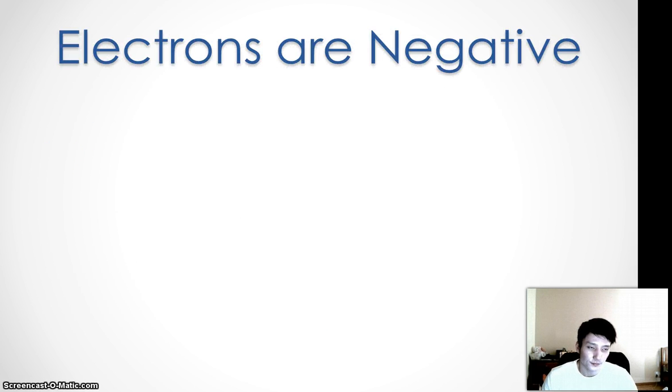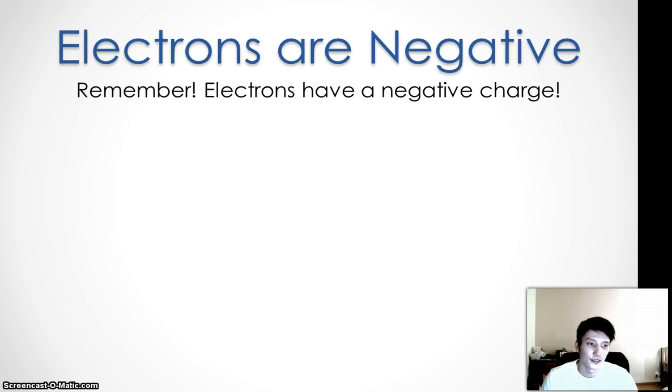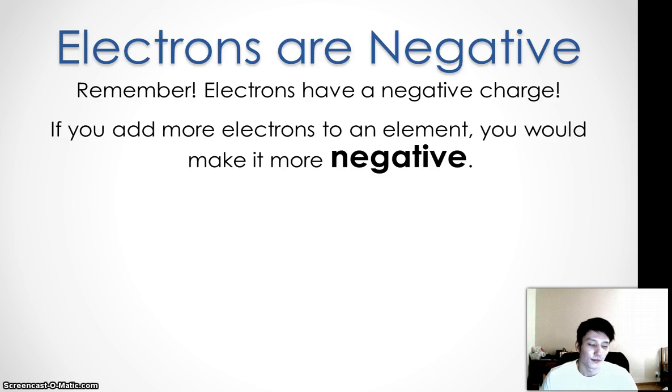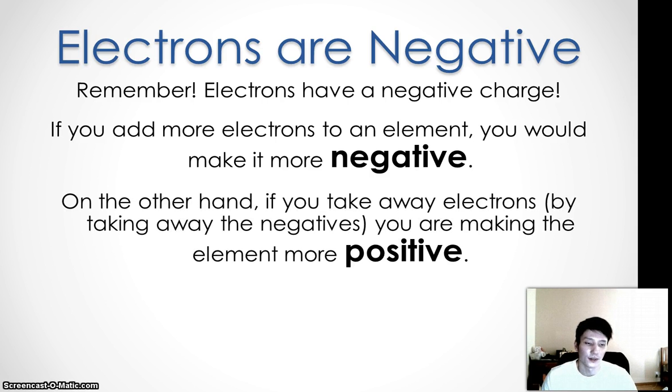Because electrons are negative, if we add electrons to an element, we are making that element more negative. So we're having a more negative ion. And the flip side is if you take away electrons from any single element, we are making it more positive. So we are adding positive charges. We can never add protons. Remember that. We can never add positive charges because that will change the actual chemical makeup. We can only add or subtract electrons.